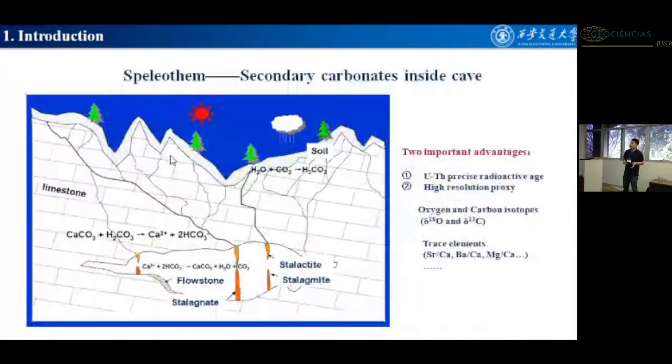For speleothem, there are 2 important advantages. One is the precise radioactive age. Second is high resolution proxy, such as oxygen and carbon isotopes, and also trace elements, and oxygen isotope is the most widely used. So I will introduce oxygen isotope.